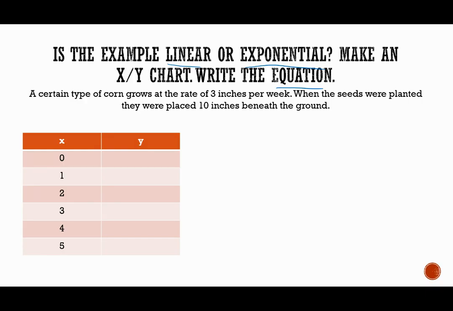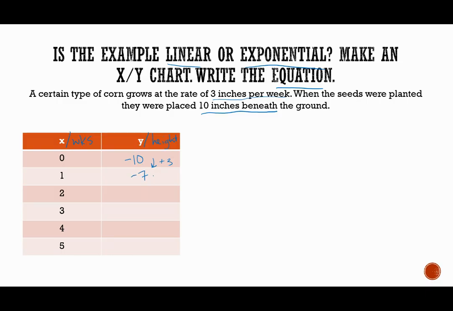So the first thing I'm going to do for this example is really define my variables. So X is going to be weeks. And I'm going to let Y represent height of the corn. Okay. So if I have it 10 inches beneath the ground, so I dig a hole 10 inches deep and I place the seeds at the bottom, that means they're starting out 10 inches below the ground. And then they are growing at a rate of 3 inches per week. So from 1 week to the next, I am adding 3.